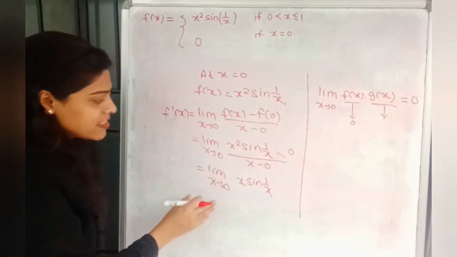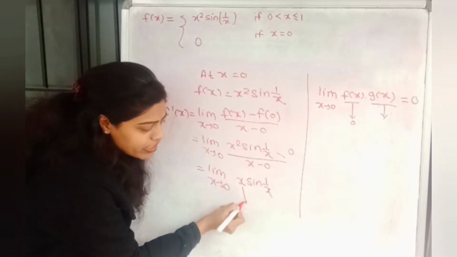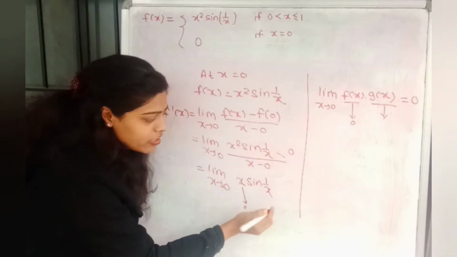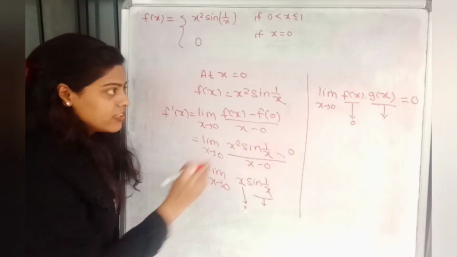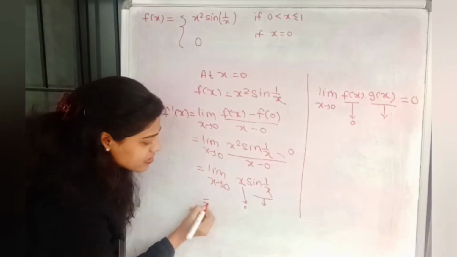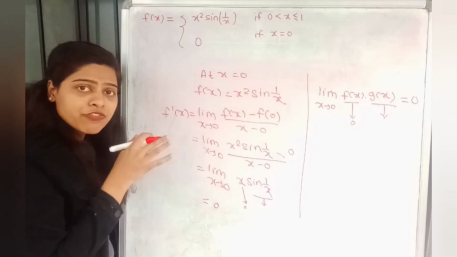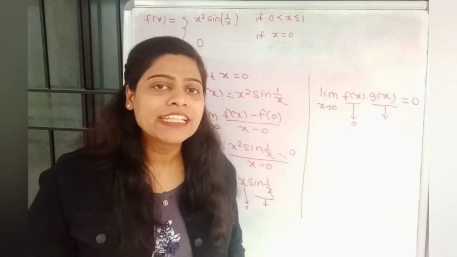So as we can see here, when we put x tends to 0 here, then this term will give us answer 0. Similarly, when we put x tends to 0 here, then this term will oscillate. So from that formula we have answer 0. That means f dash of x is equal to 0. That means this function exists. So function f of x is differentiable at x is equal to 0.